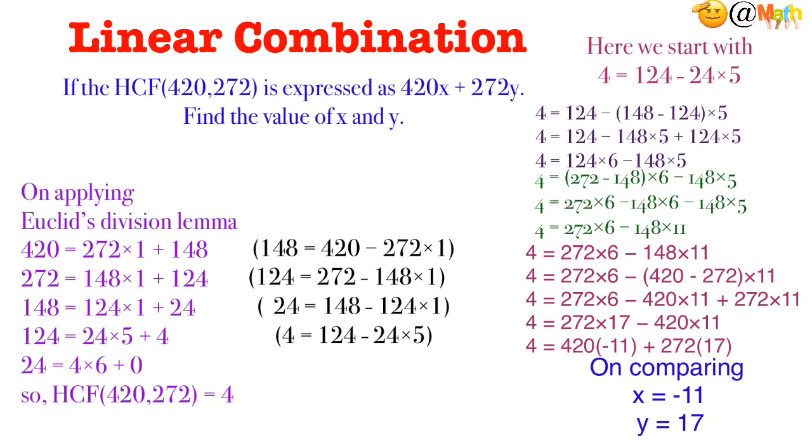Now again, the HCF 4 can be written as 124 minus 24 into 5. Here 4 is equal to 124 minus 24, which is expressed as 148 minus 124 multiplied by 5. As a result, we have 4 is equal to 124 into 6 minus 148 into 5. Now here 4 is again expressed in 272 and 148. After that, it is again expressed in 420 and 272. On comparing, we have x is equal to minus 11 and y is equal to 17.